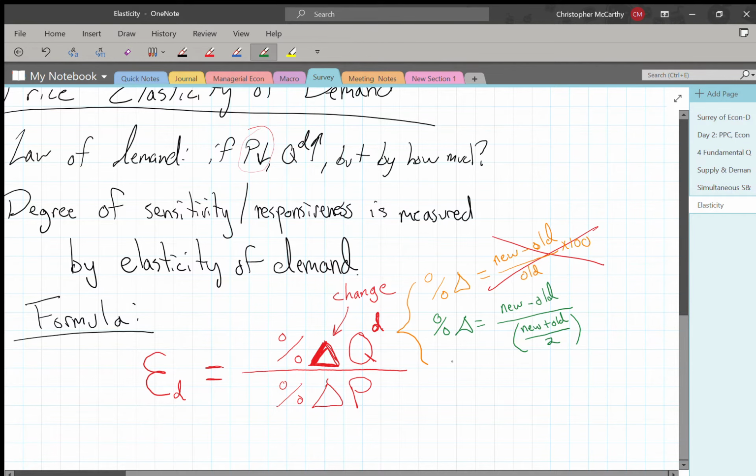So this is what's called the midpoint formula for percentage changes.